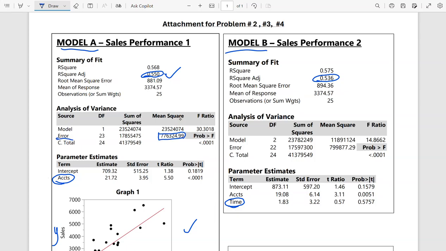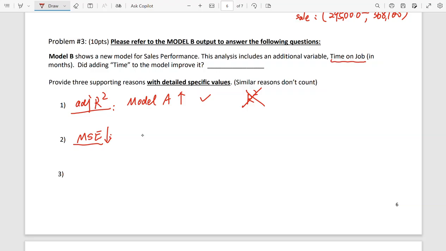For the MSE, this is the MSE for model B. So which one is smaller? A is smaller, right? So again, A is better.